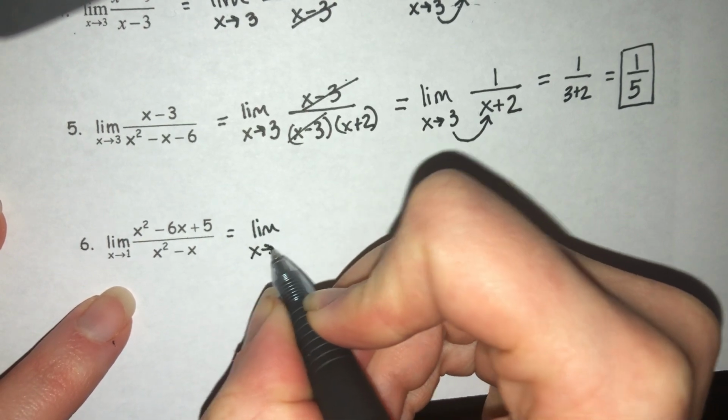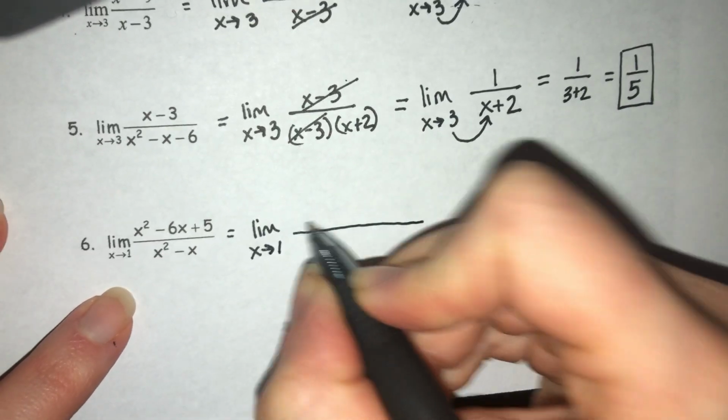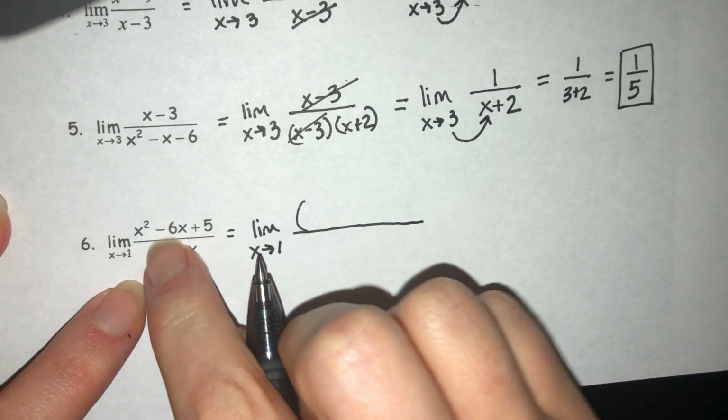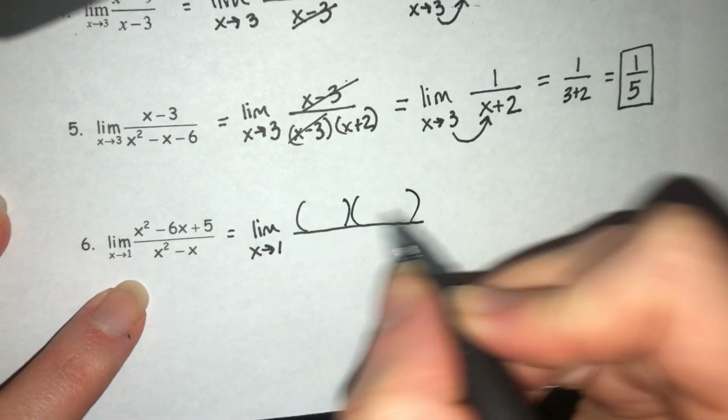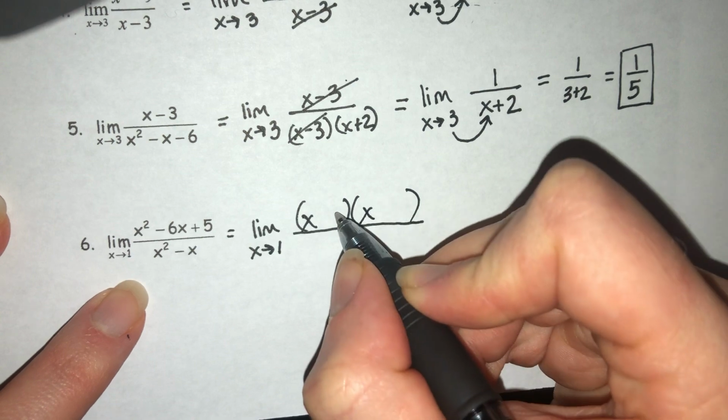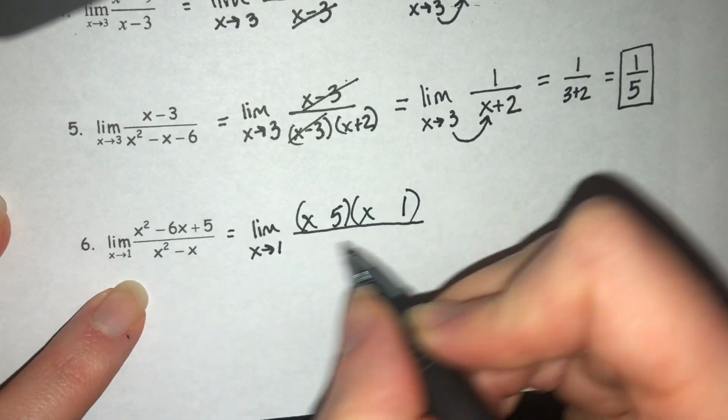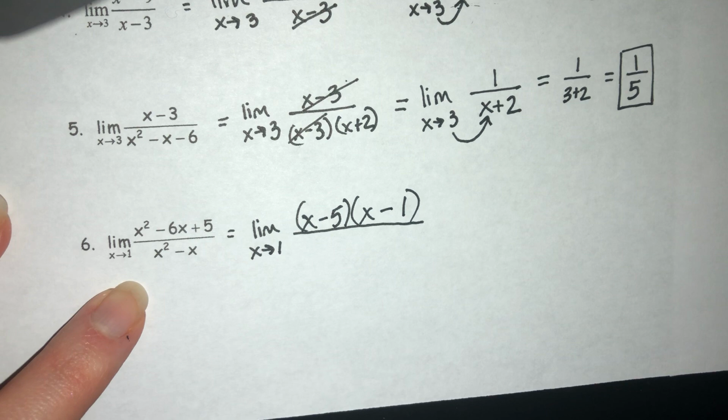On my numerator, I need factors of 5 that add to make -6. So I've got x here and x here. 5 times 1, I need it to equal a -6, so I want both to be negative.